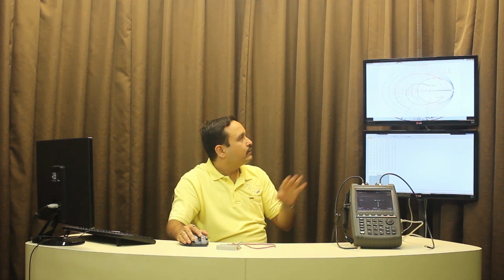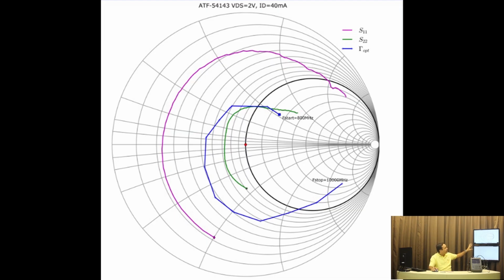So we can use those and skip all the lengthy calculations which one has to do by hand. The next step is to plot those S parameters on this Smith chart and see how they look. As you can see on the screen now, the magenta line is S11, the reflection coefficient at the input of the transistor. The green line is S22, while the blue line is gamma opt. This says that if you could match the source to this particular reflection coefficient, shown by the blue curve, you will have the lowest noise from the transistor.